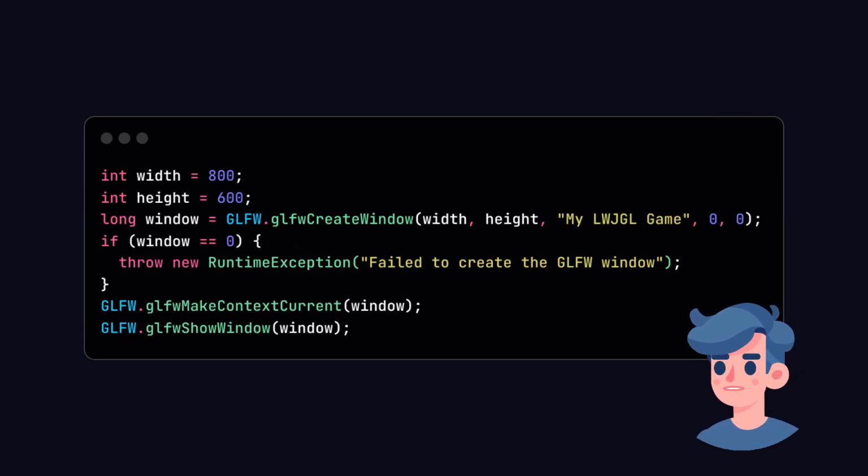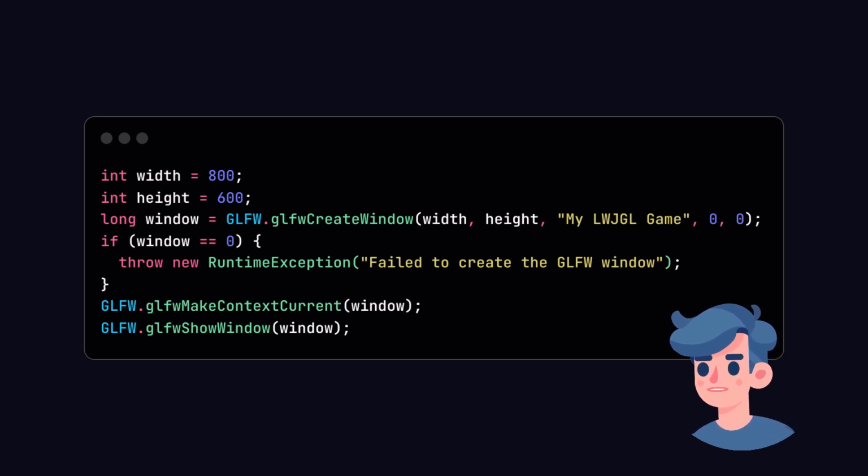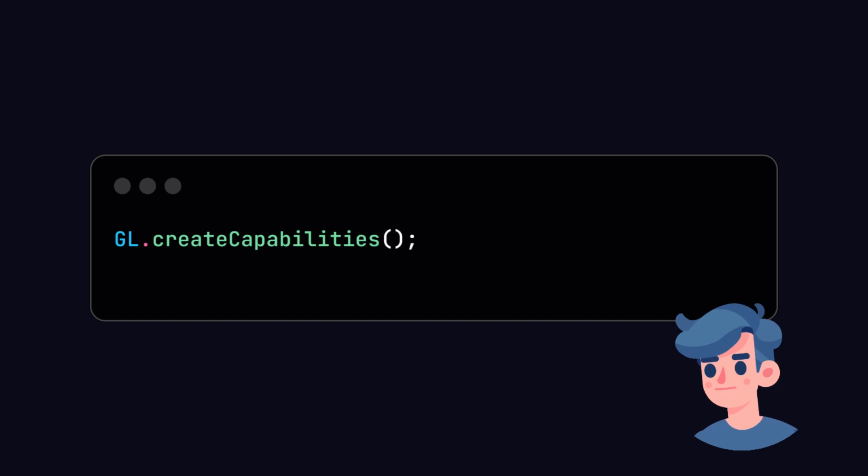Now let's move on to creating a window in the init method. We need to specify width, height, and other settings for our game's window. Before we can render anything, we need to make OpenGL aware of our context. This is done using GL.createCapabilities. Let's add this in our init method right after we make the context current.